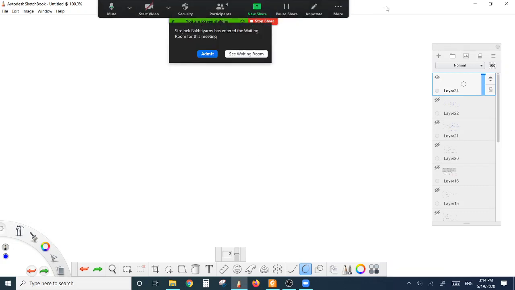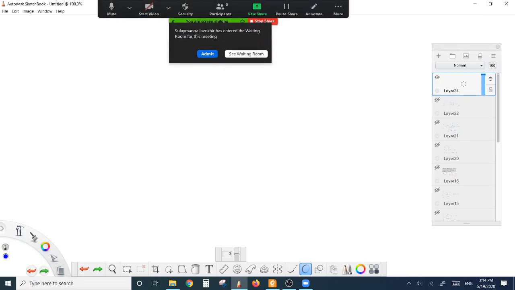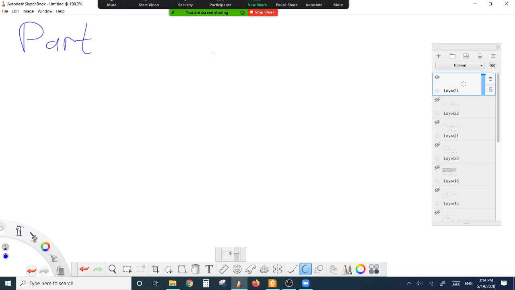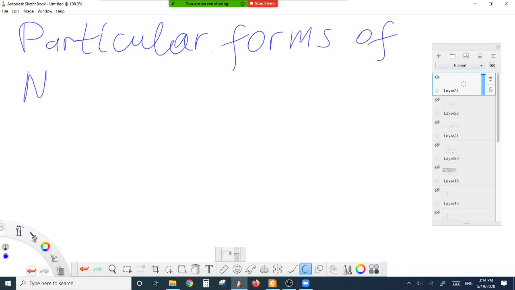So the next concept is particular forms of Maxwell's equations.